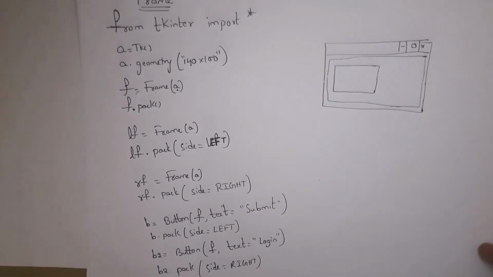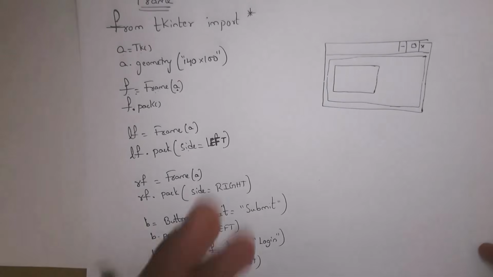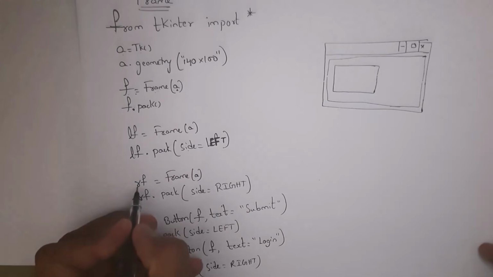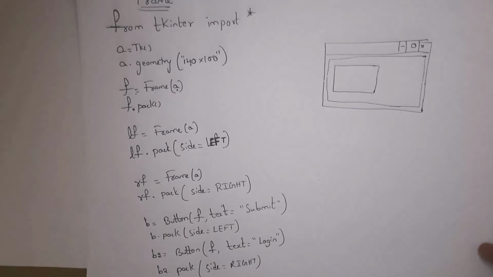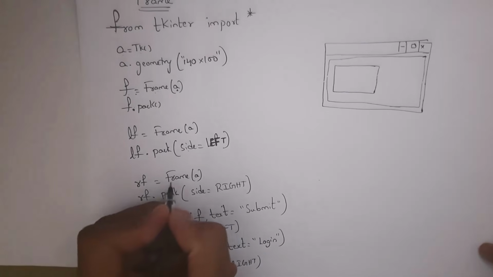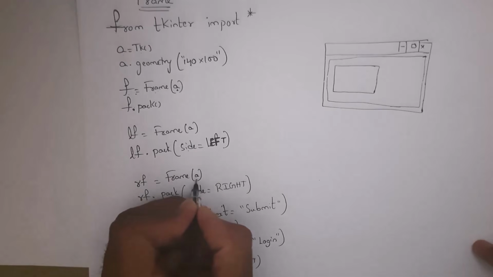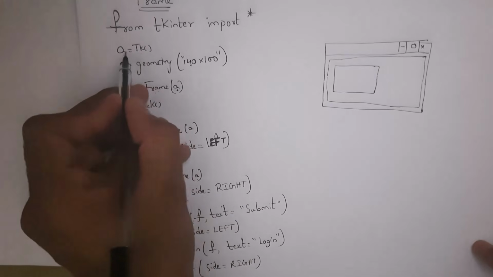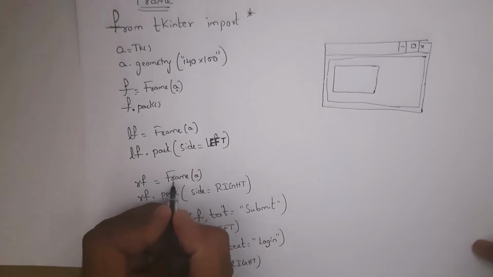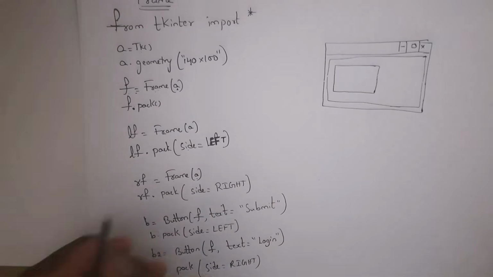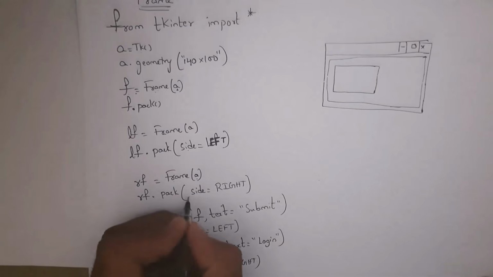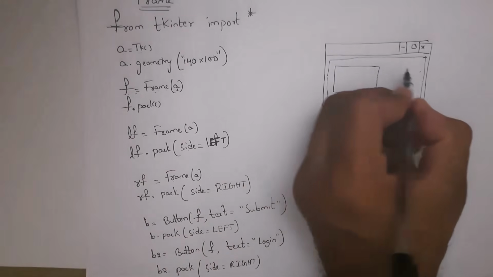And next, similarly, I want to take another frame and insert it on the right side. So again I took a variable name, rf, where rf stands for right frame. rf equal to, by using the Frame method we can create a frame. And just remember that for the Frame method, F is a capital letter, not a small letter. I am placing this frame inside the window, so I wrote Frame of a, because my window is present in variable a. This frame is present in variable rf, so I wrote rf.pack of side equal to right. It will create another frame on the right side.